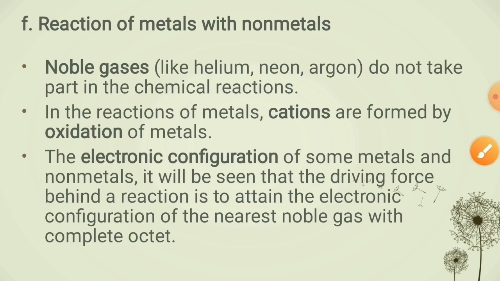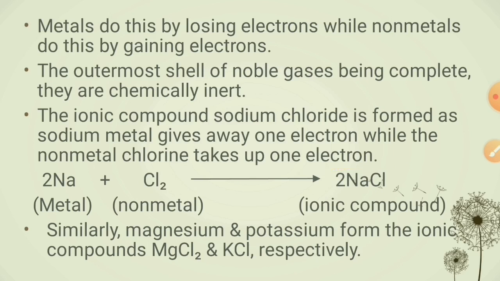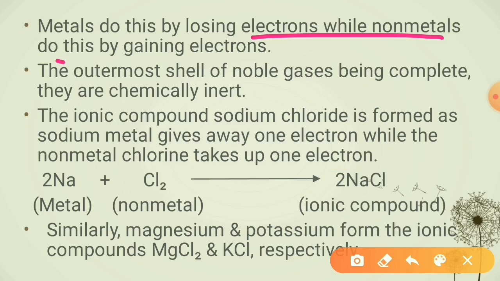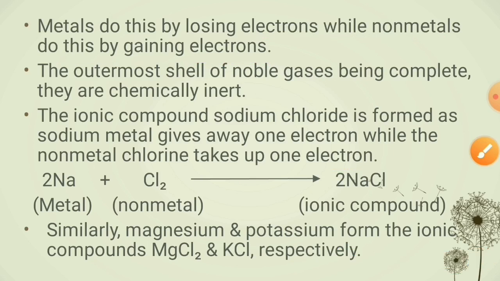This is the important point, that every non-metal or metal attains the electronic configuration of a noble gas, because they are not stable and noble gases are all stable. So they try to attain the electronic configuration of the noble gas. Metals do this by losing electrons, while non-metals do this by gaining electrons. The outermost shell of a noble gas being complete, they are chemically inert.